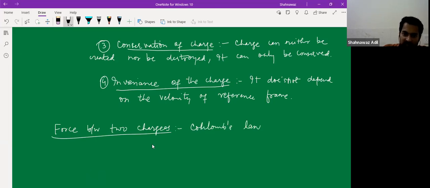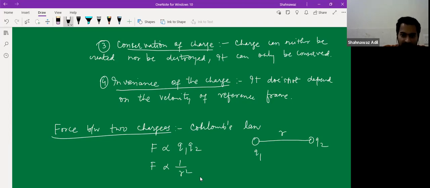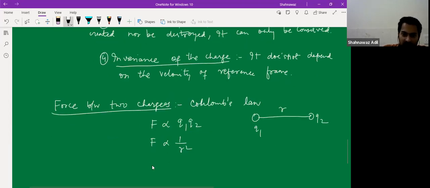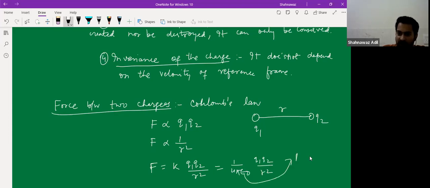So Coulomb's law states that your force is directly proportional to the product of the charges. This is the first charge, this is the second charge, and this is the separation. So this is inversely proportional to the square of the separation. And when you remove the proportionality, there would be a constant k, which is 1 by 4 pi epsilon naught, so F = 1/(4 pi epsilon naught) q1 q2 by r square, where epsilon naught is the permittivity of free space.